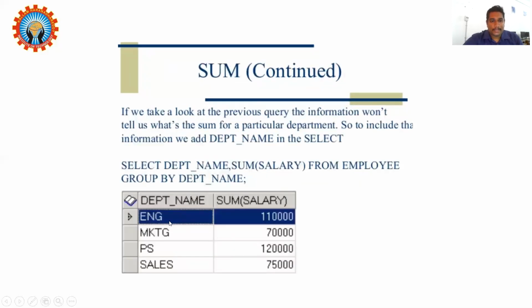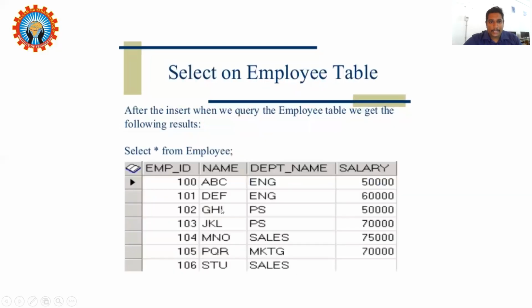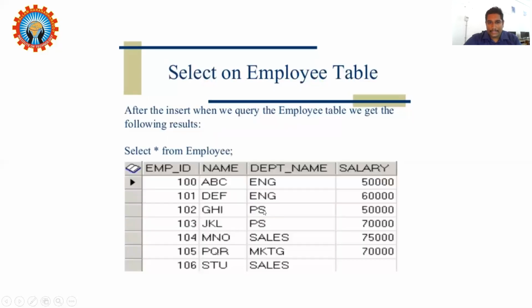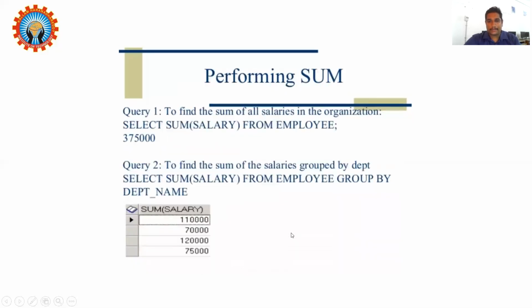For English, previously we had 50,000 and 60,000. Combining them, we get 1,10,000. Similarly for physics, marketing and sales.